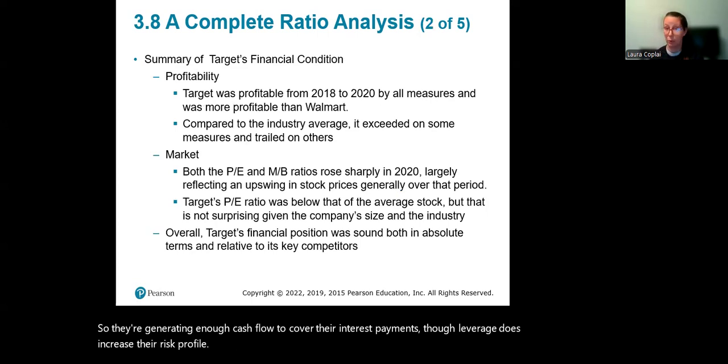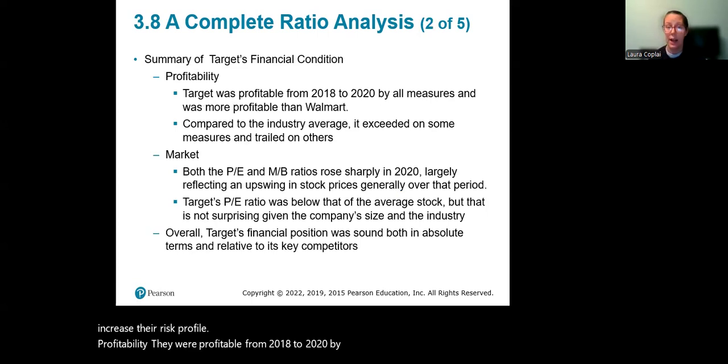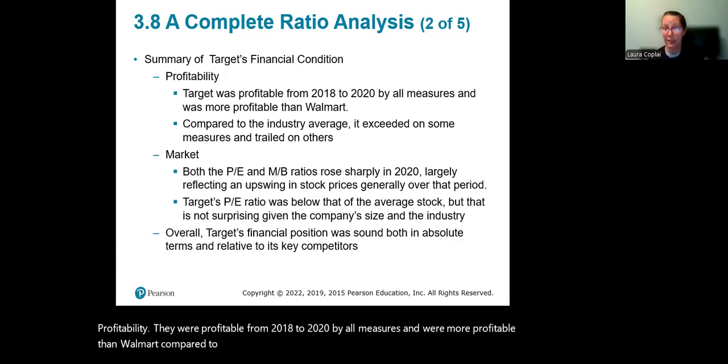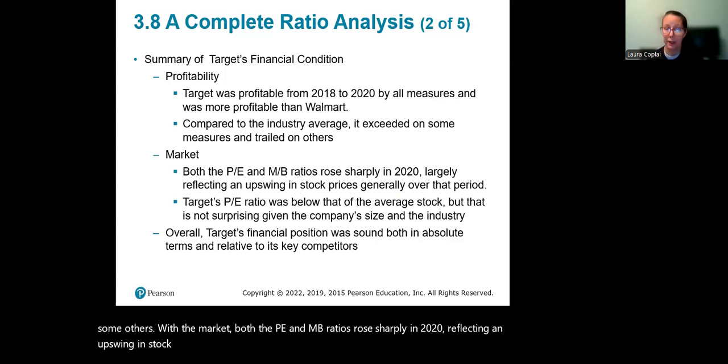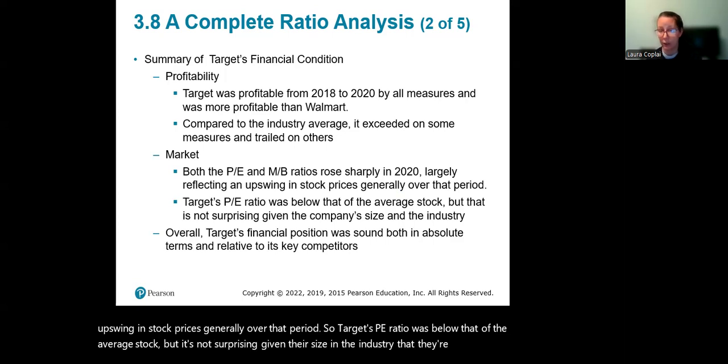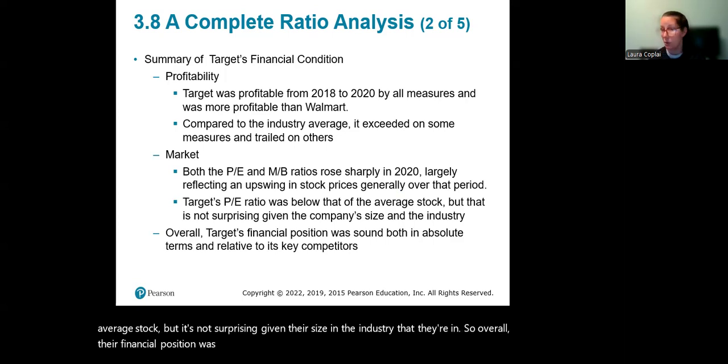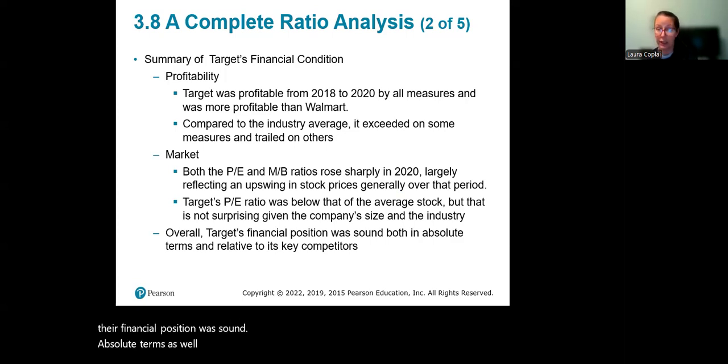Profitability: they were profitable from 2018 to 2020 by all measures and were more profitable than Walmart. Compared to their industry average, they exceeded on some measures and trailed on some others. With the market, both the PE and MB ratios rose sharply in 2020, reflecting an upswing in stock prices generally over that period. Target's PE ratio was below that of the average stock, but it's not surprising given their size and the industry that they're in. So overall, their financial position was sound in absolute terms as well as relative to their key competitors.